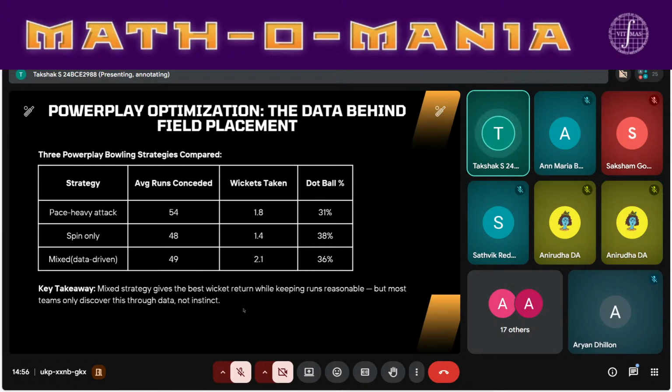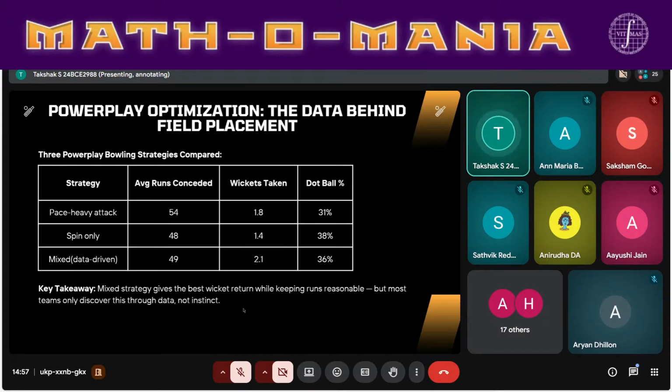The third strategy is mixed. It is a data-driven approach. Here, one pace bowler and one spinner, or a specific sequencing of bowler types based on matchup data, will be introduced, and they are selected analytically for each over based on which batter is facing. The result is an average of 49 runs conceded, almost as good as spin only, and the average wickets taken is 2.1, better than both other strategies.